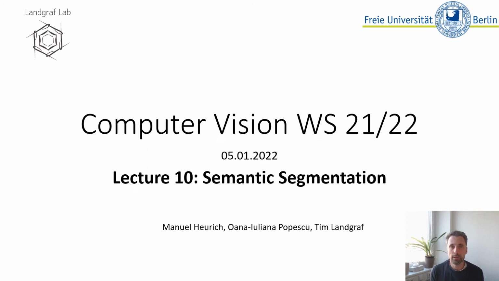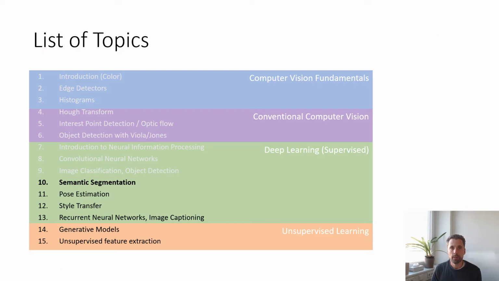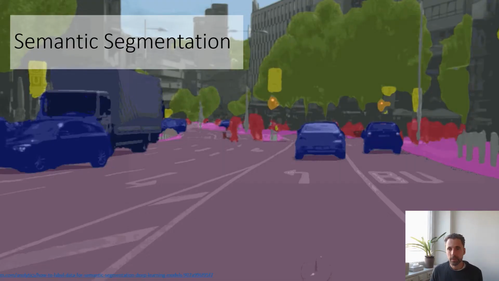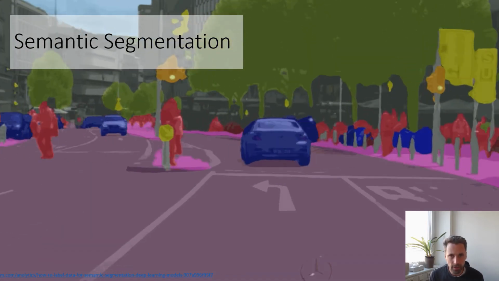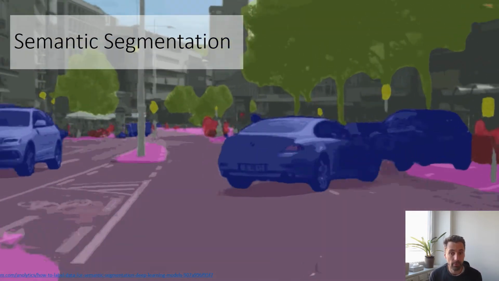Welcome everyone, this is lecture number 10 on semantic segmentation. We have already completed the introductory session in the deep learning part. We'll now advance towards more applied and more specific applications of deep learning, as we can see here in this list. Semantic segmentation is, as you can see, a classification on the pixel level.